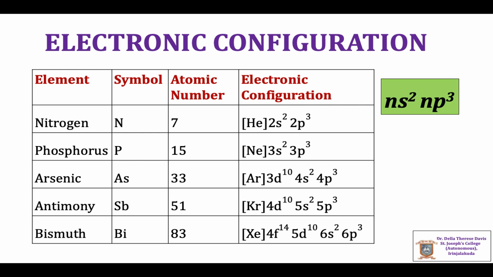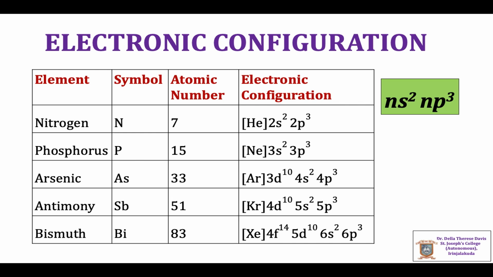The electronic configuration of the elements in the nitrogen family is ns2 np3. For nitrogen, the atomic number is 7. The electronic configuration can be written as helium plus 2s2 2p3, that is 1s2 2s2 2p3.